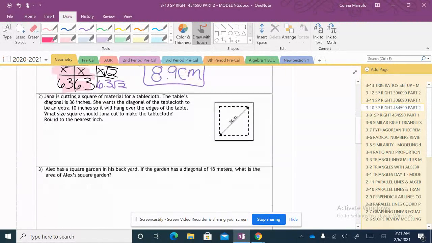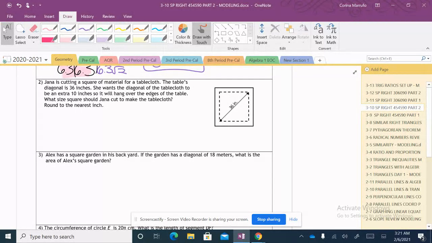It says Jana is cutting a square of material for a tablecloth. The table's diagonal is 36 inches. She wants the diagonal of the tablecloth to be an extra 10 inches long, so it'll hang over the edges of the table. They already put here the 36 inches from here to here.